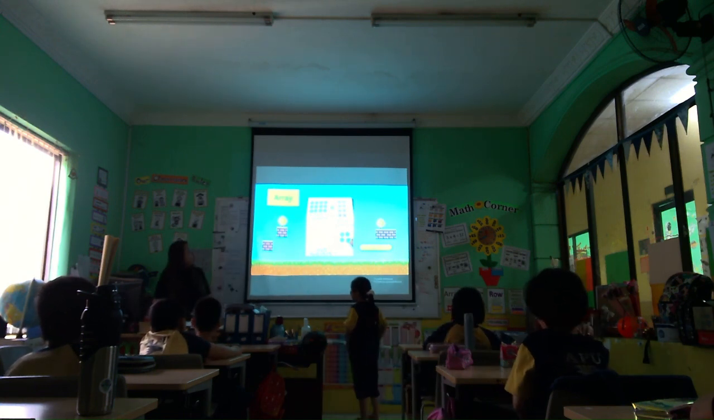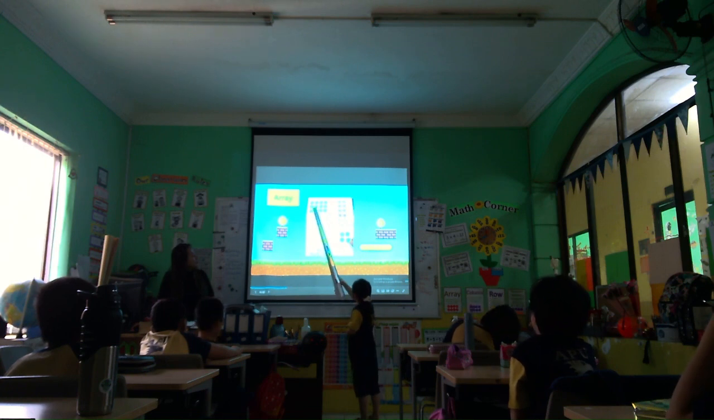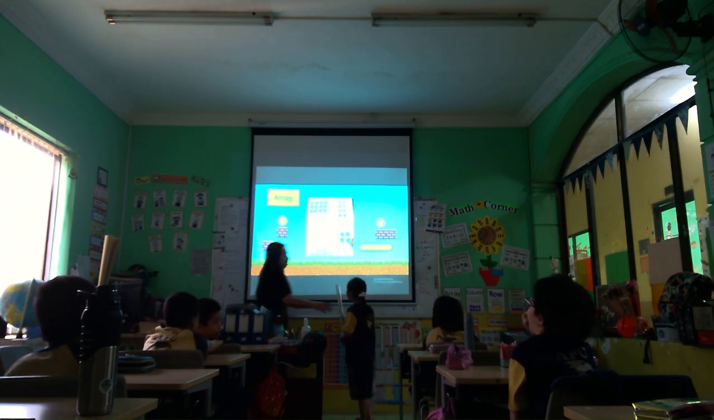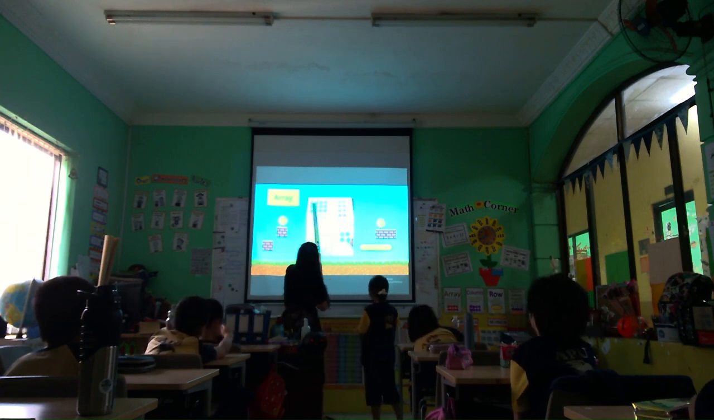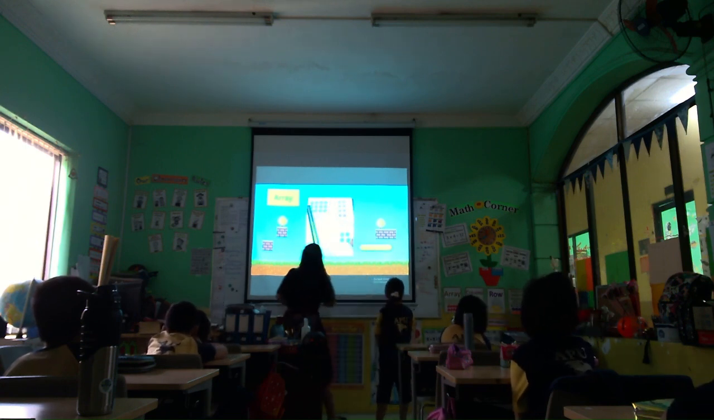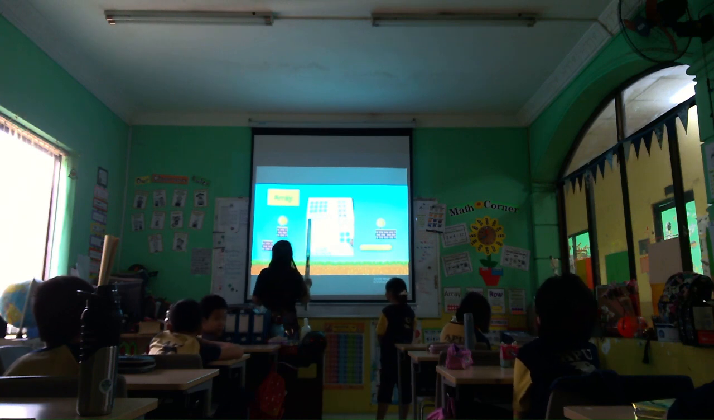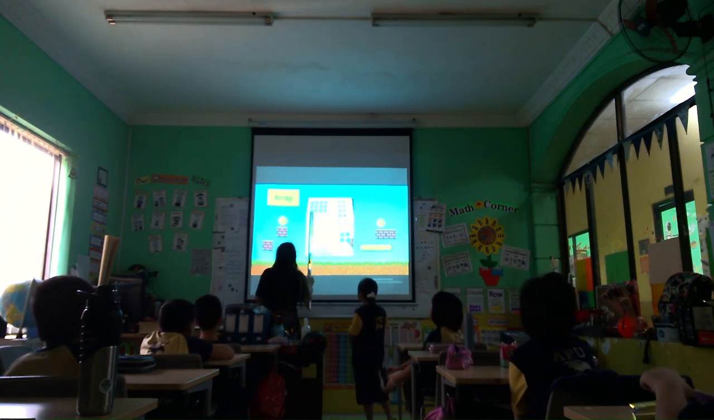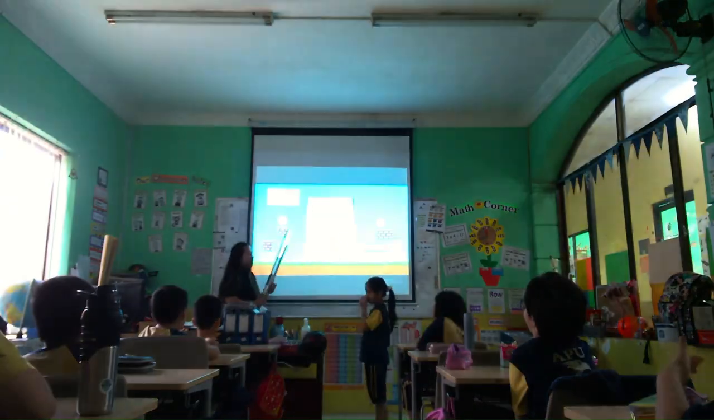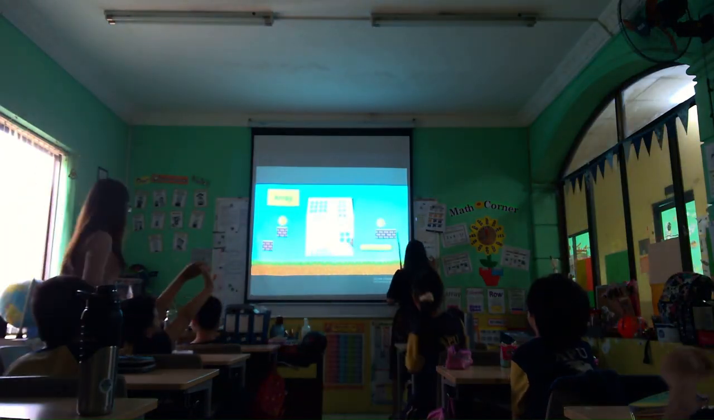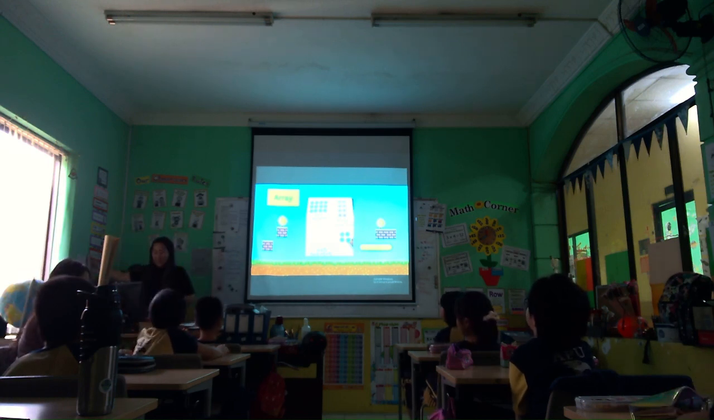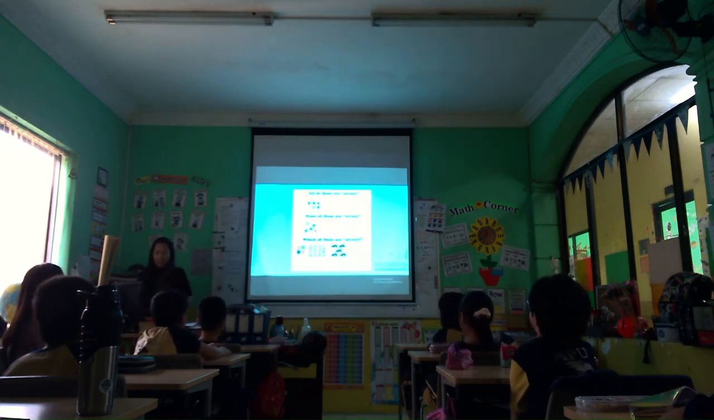Okay, where is the number 4 in the array? Is that a row or a column? Are you sure? When you say row, it's from left to right; when you say column, it's from up to down. So the number 4 stands for the row. 1, 2, 3, 4, 1, 2, 3, 4, 1, 2, 3, 4. So everything that you can see on the board are examples of arrays with multiplication sentence and repeated addition. Okay, now, next, what are we going to do?